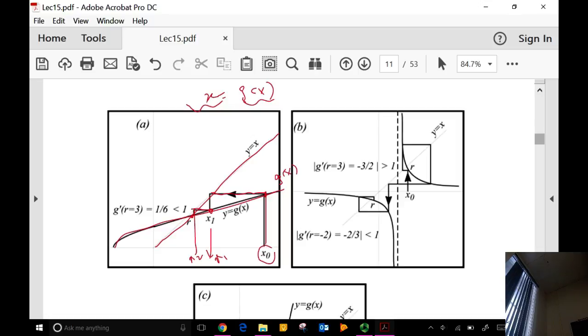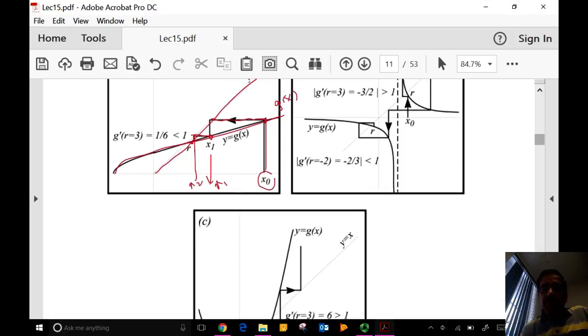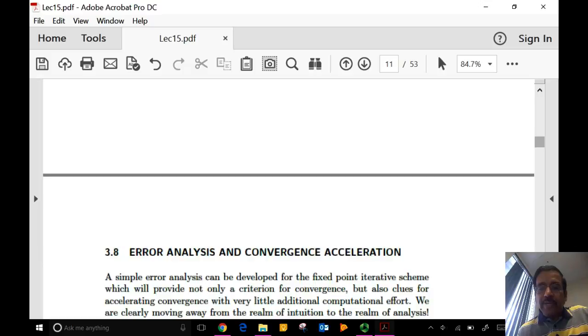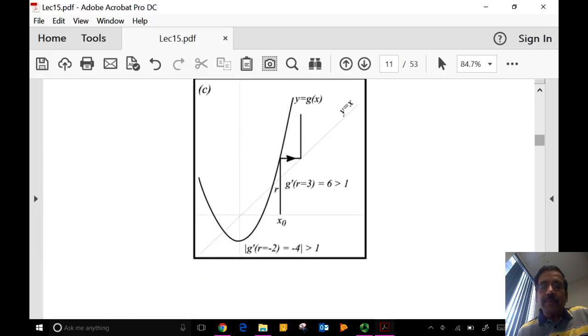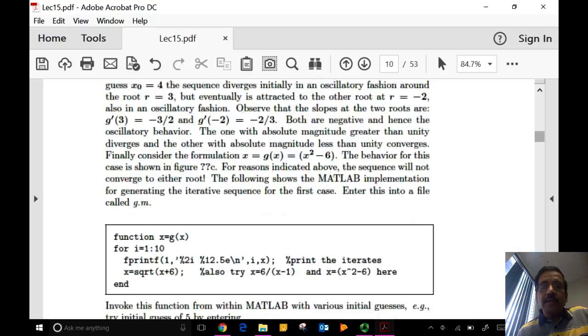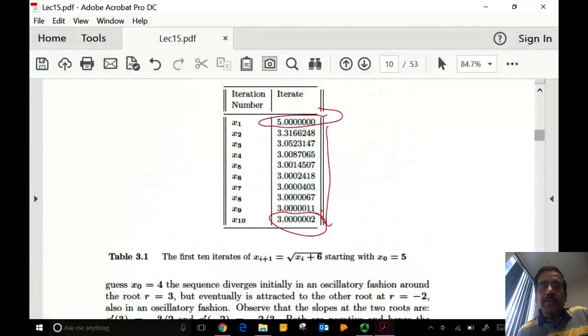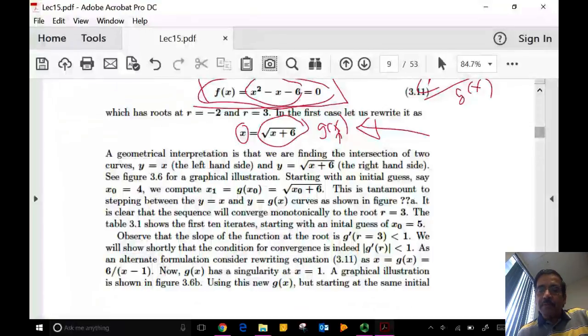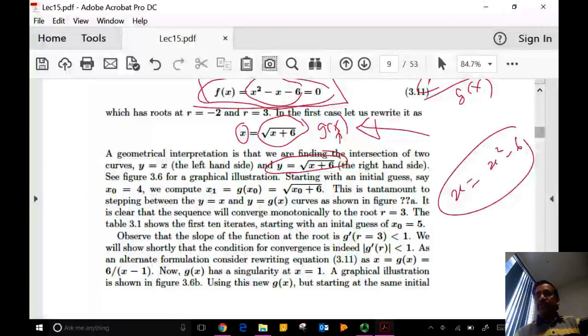I have another scenario that you suggested where I rearrange that equation in a different form. Okay, so these three cases, this is 1. The other one would be x is equal to x square minus 6. That's another way of writing it. So g of x would be this function.